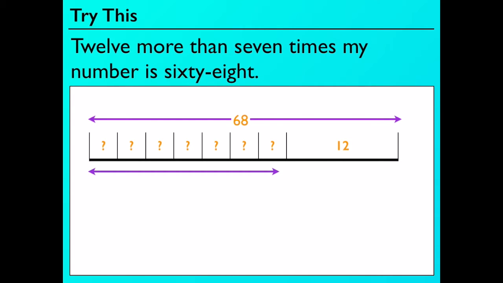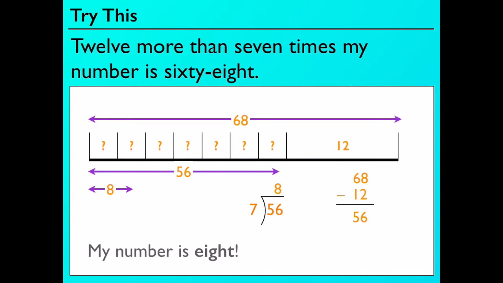First I want to find what is 7 times my number, so I take 68 minus 12, it's 56. And then I have 7 times my number to get 56, so I can take 56 divided by 7 is 8. So in this case, my number is 8.